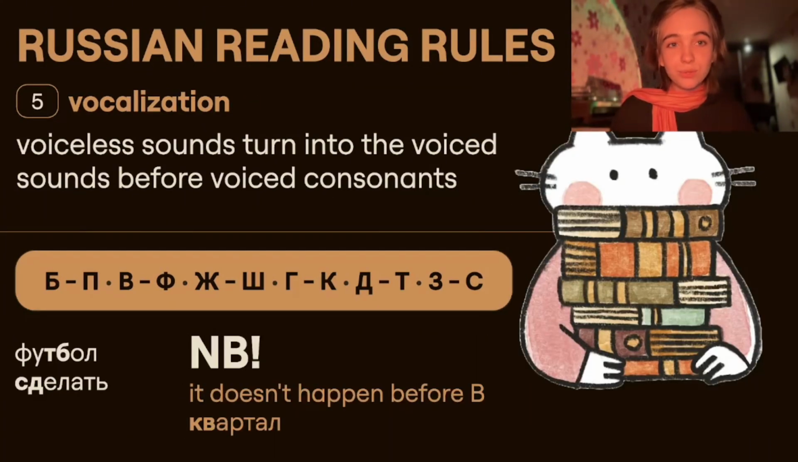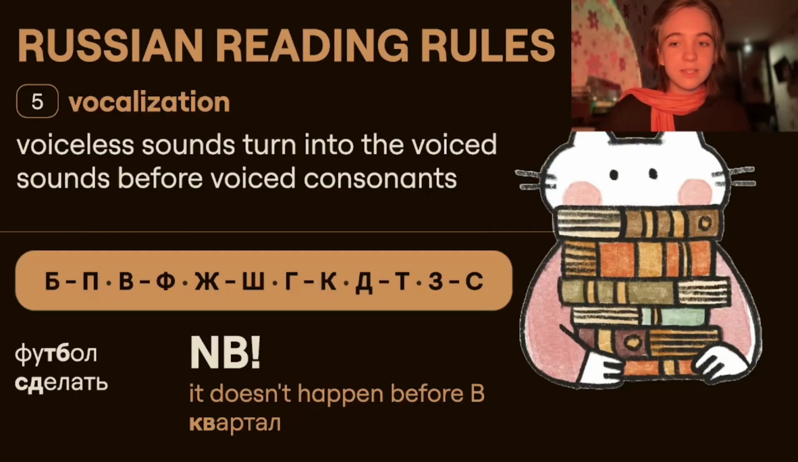And another rule which is very connected to the previous one is the opposite, vocalization. It's just the opposite process when voiceless sounds turn into voiced sounds before another voiced consonant. Pairs are completely the same. It's a pretty seldom process, and there are only two examples I can think of for you: football. As you see, it's more like a d sound than t. And сделать.